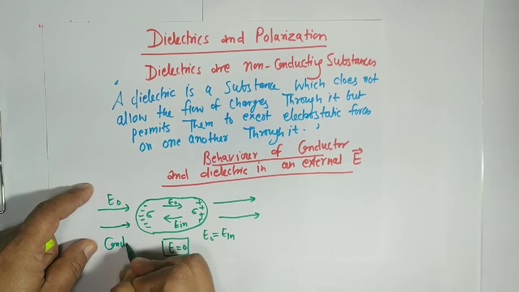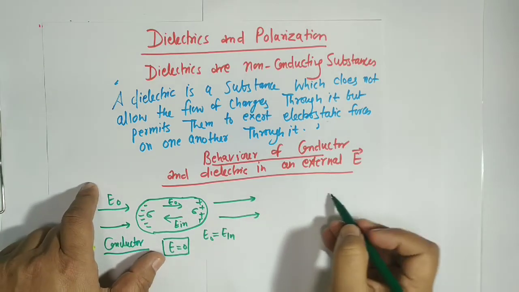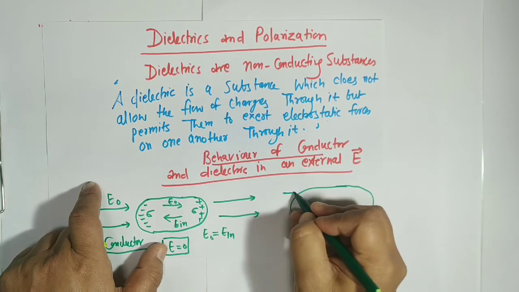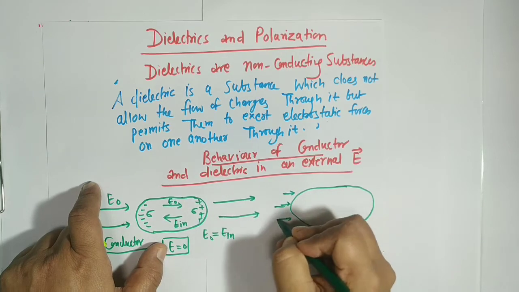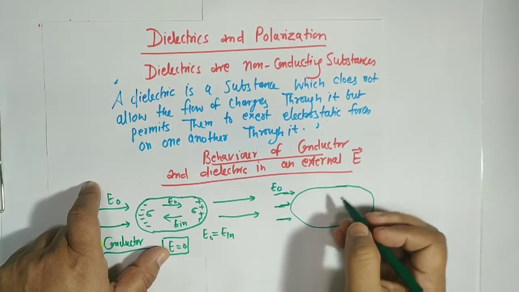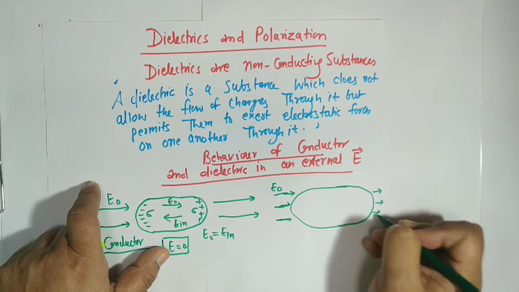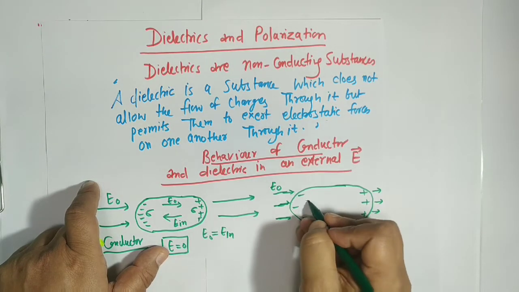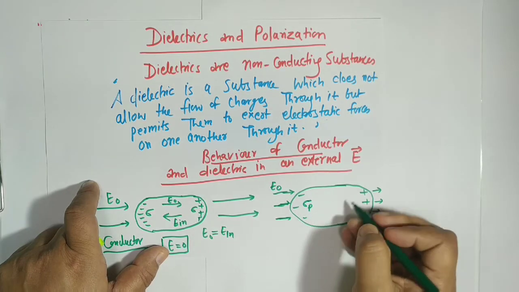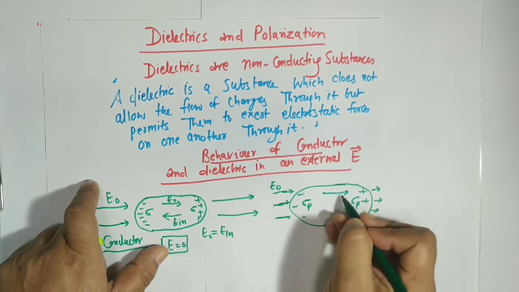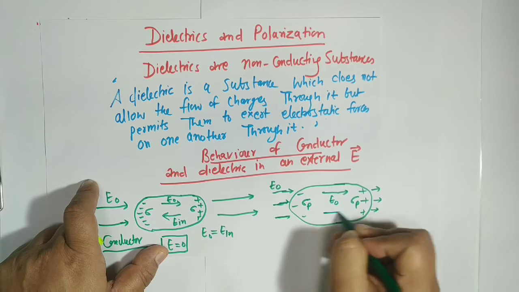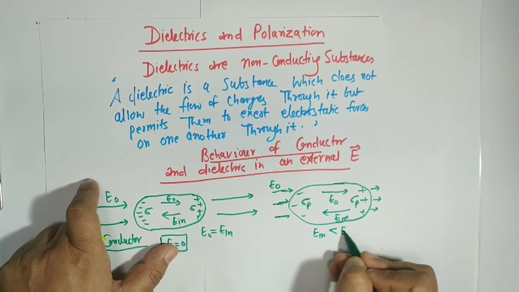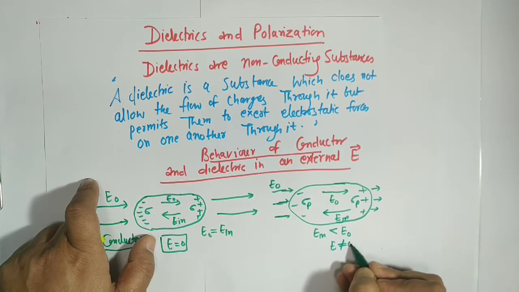This is the case of the conductor. But in a dielectric, say this is a dielectric, and again you are applying an external field E naught in it. The electric field E naught is passing through it, but this time there will be an induced charge density. The electric field E induced is opposite to E naught, but this time E induced is less than E naught, so the net electric field will not be 0.